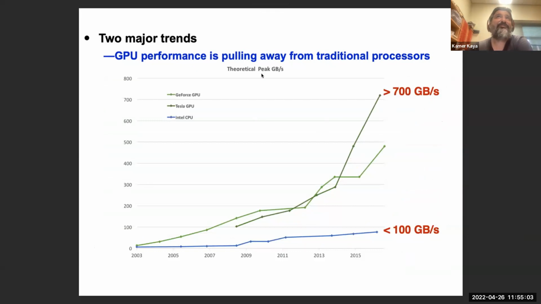And this is the theoretical peak gigabytes per second. So this is the memory system performance again. And as you see, for CPU, the value is lower. And for GPUs, it is much, much higher.